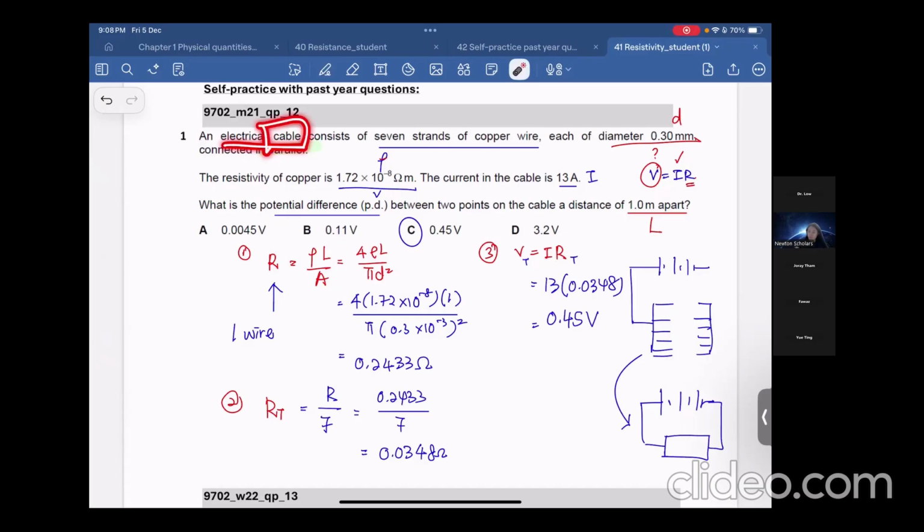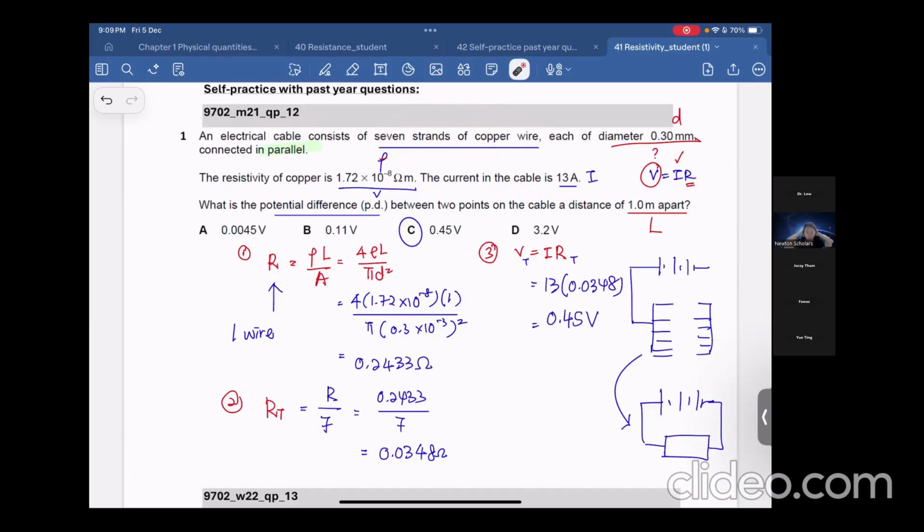Electric cable consists of 7 strands of wire. Cable current is 13 ampere. So this is total current. Cable consists of 7 wires. Cable current is 13 ampere. So it's total current. Is that clear, dear? Okay, Fatima, okay. How about others?